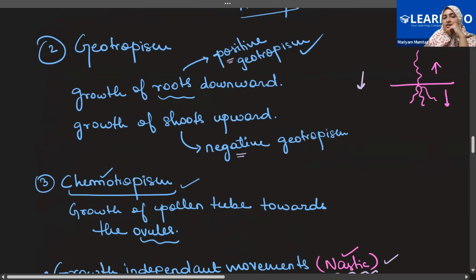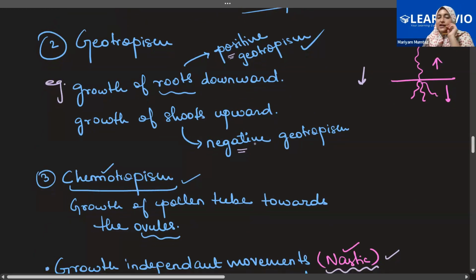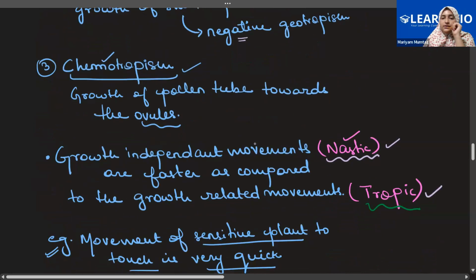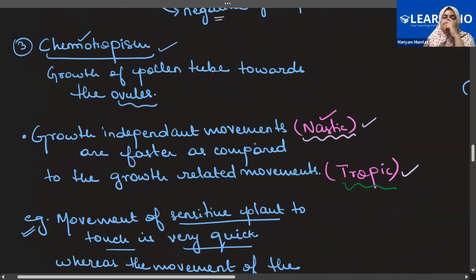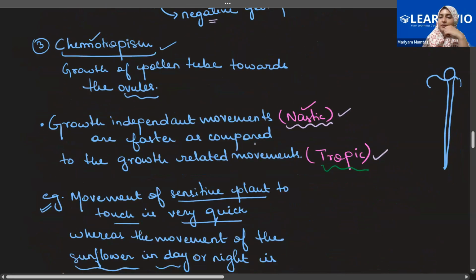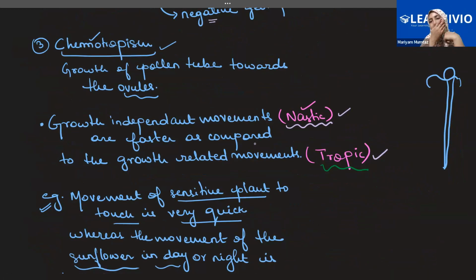So these are the examples that we have mentioned alongside all of the different kinds of tropic movements. Now, the third one is chemotropism. Have you ever studied pollen germination or pollen tube? No, right? You have? I think you will study it in the next chapter, how do organisms reproduce?